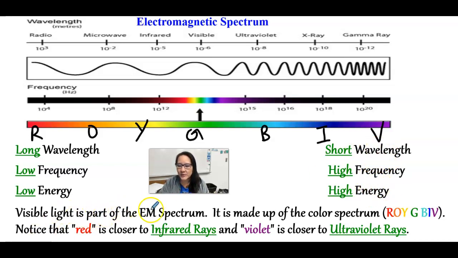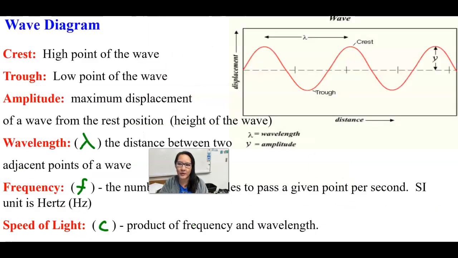So visible light is part of the electromagnetic spectrum. It's made up of the colors of the spectrum, ROY G. BIV. Notice that red is closer to infrared rays and violet is closer to ultraviolet rays.